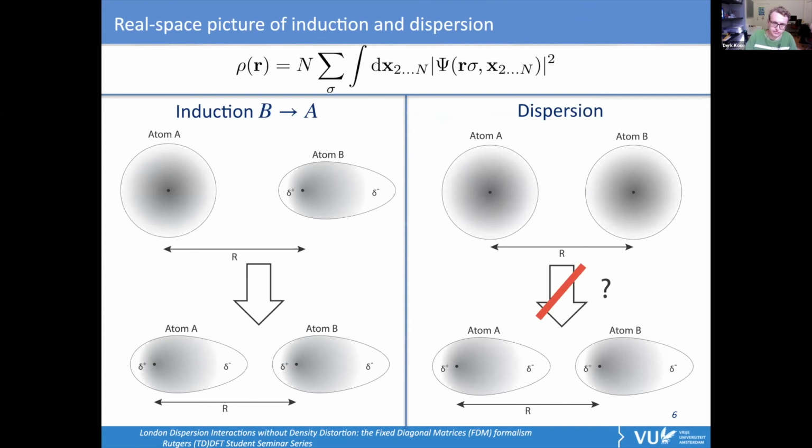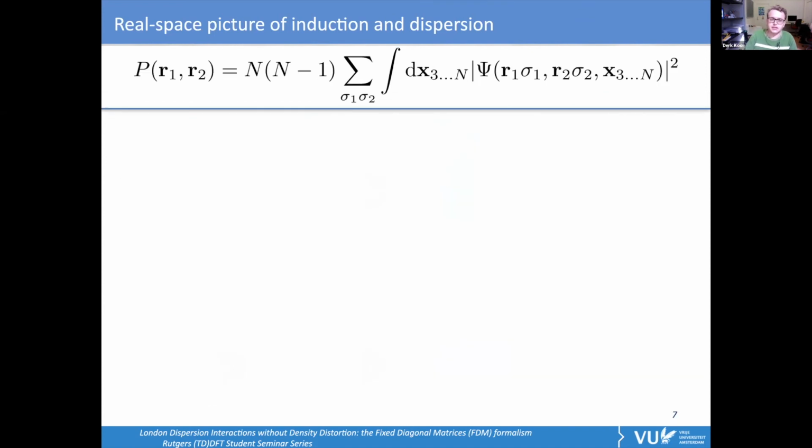Well, we have to go one step further. We need to look at the pair density. So now we take the wave function, we square it, and we integrate out the coordinates of electrons 3 to n, and we leave 2 electron coordinates. Then we can look at a picture of dispersion.